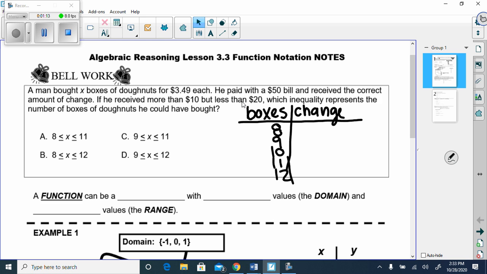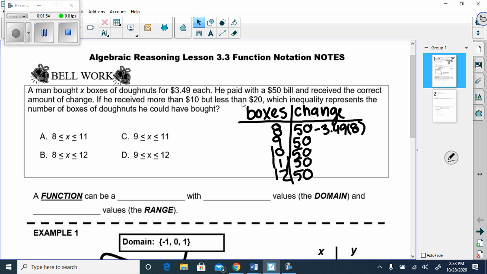Okay, and what we do know is that he paid with a $50 bill, right? No matter how many boxes he bought, he paid with a $50 bill. So each one of these starts out with $50. And each box costs $3.49. So I'm taking away $3.49 times however many boxes each time, right? So here, $3.49 times how many boxes for that first one? How many boxes do we say the first? 8.